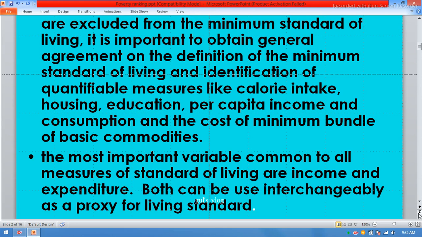The most important variable common to all measures of standard of living are income and expenditure. Both can be used interchangeably as a proxy for living standard.